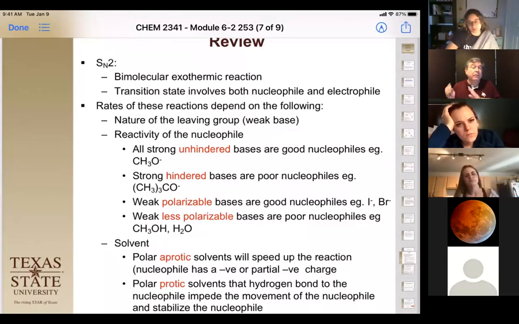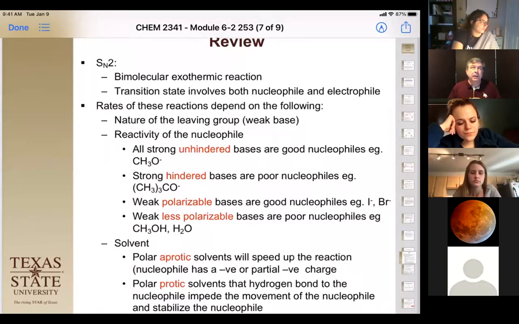Remember, iodine and bromine were very strong acids in their protonated form, so they're weak bases. So they can be good nucleophiles if they're polarizable. But weak, less polarizable bases are poor nucleophiles. These are things that are neutral or things that have a smaller atom in them. Okay.